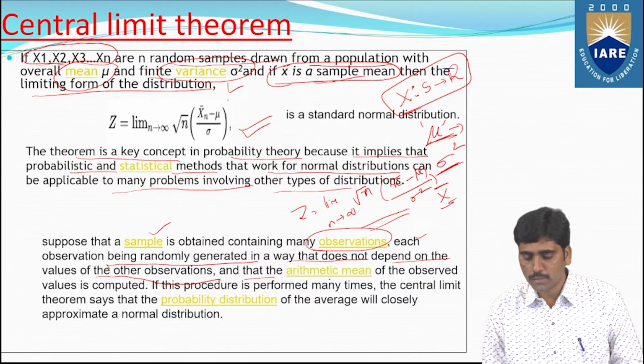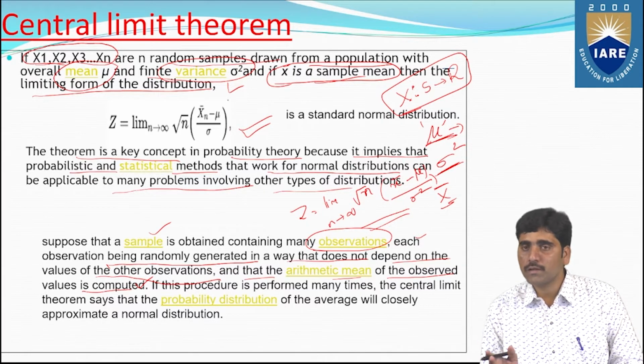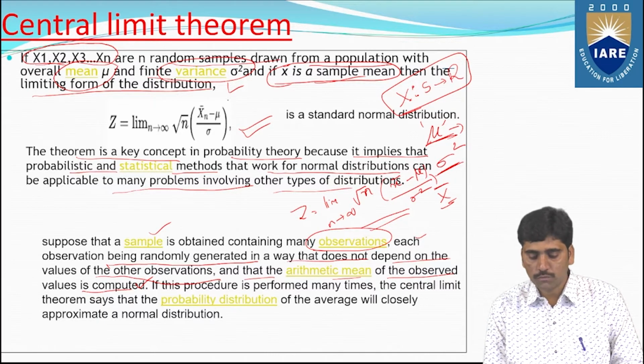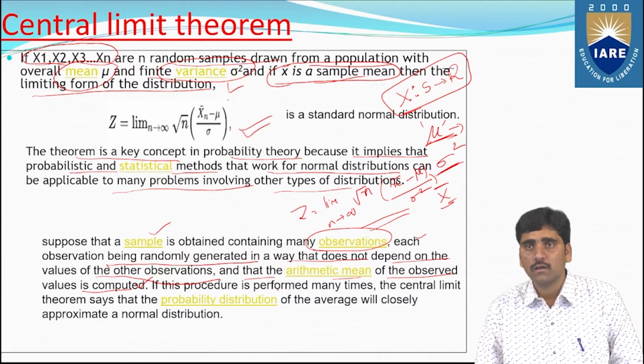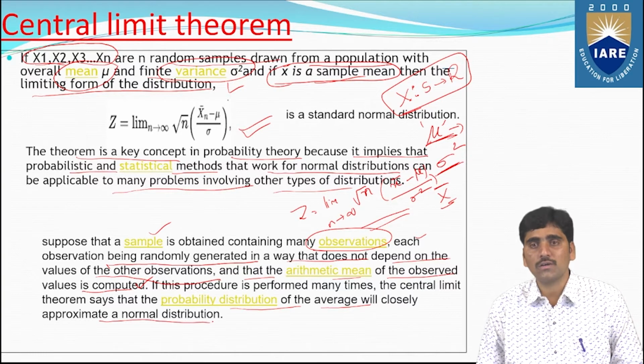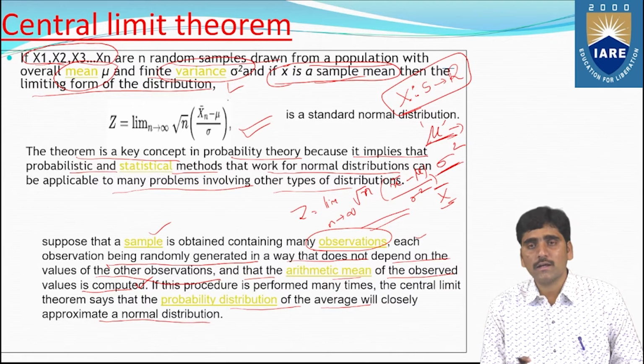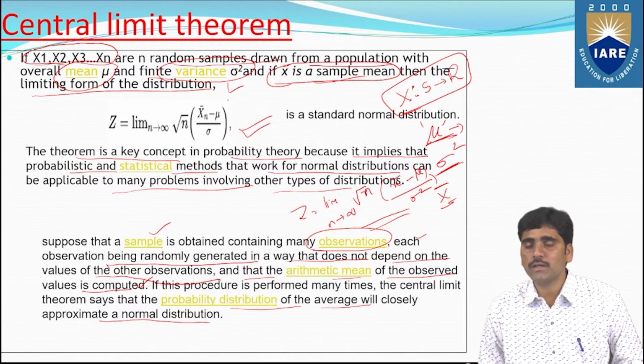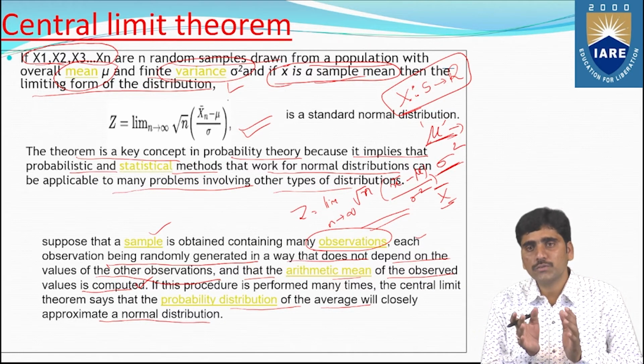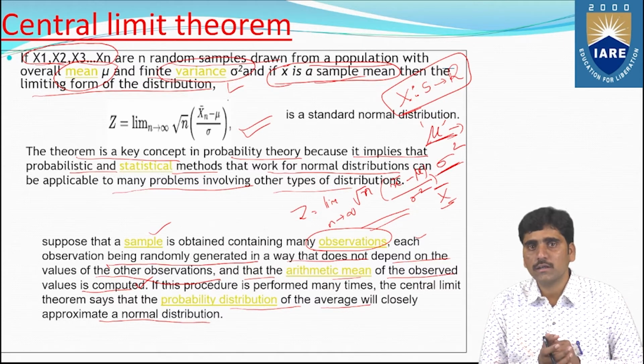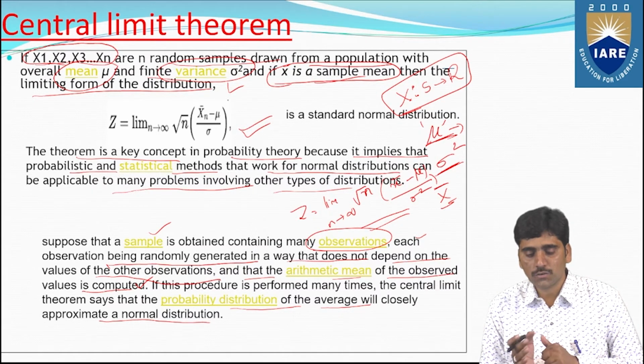And the arithmetic mean of the observed values is computed. So if this procedure is performed many times, the central limit theorem says that the probability distribution of the average will closely approximate the normal distribution. So this entire theorem says that the probability distribution of the average is closely related to the normal distribution.